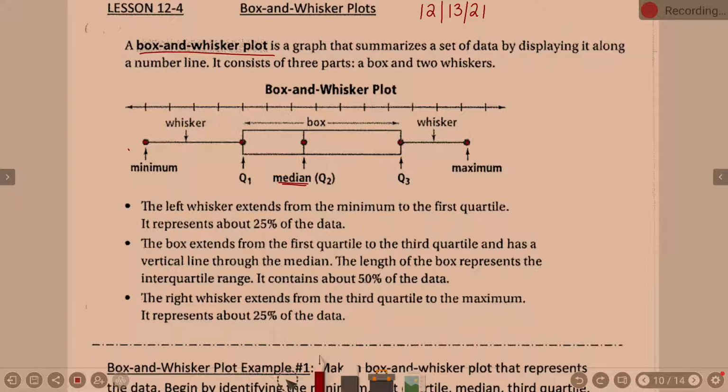The left whisker extends from the minimum to the first quartile, 25% of the data. The box extends from the first quartile to the third quartile and has a vertical line through the median. The length of the box represents the interquartile range, and it's 50% of the data. So there's a vocabulary word I forgot about: quartile to quartile here, interquartile range. That's 50% of your data. So we had 25, there's 50. And then the right whisker extends from the third quartile to the maximum, and it's your other 25% of your data. Okay? Easiest to go to an example, I'm guessing.